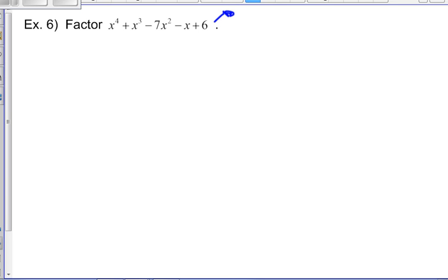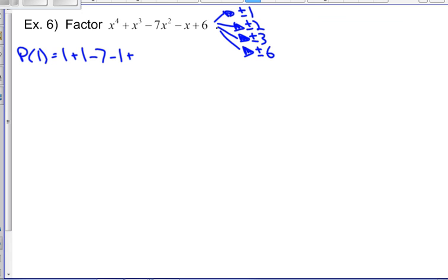Here's one that we've got. X to the 4 plus x cubed minus 7x squared minus x plus 6. That's the thing that tells us our possibilities. What can you divide 6 by? 1, 2, 3, or 6. Always start with 1. Let's see if 1 works. 1 plus 1 minus 7 minus 1 plus 6. Eureka! Right away we found x minus 1 is a factor.